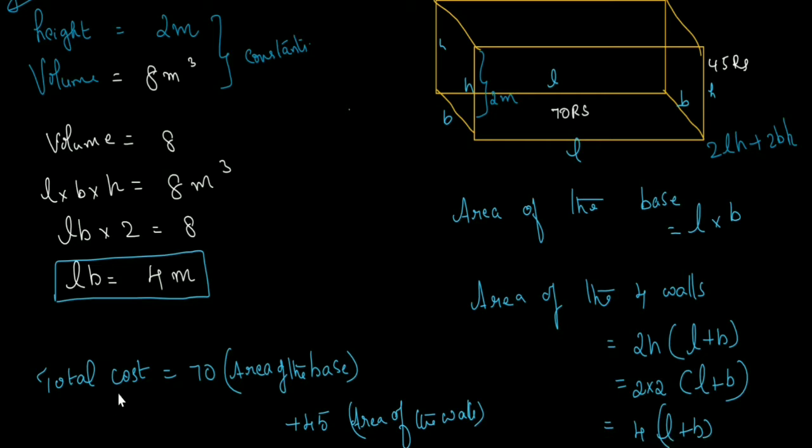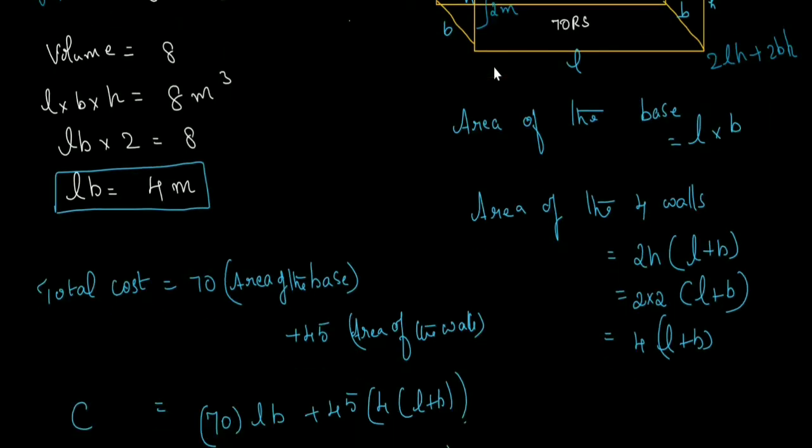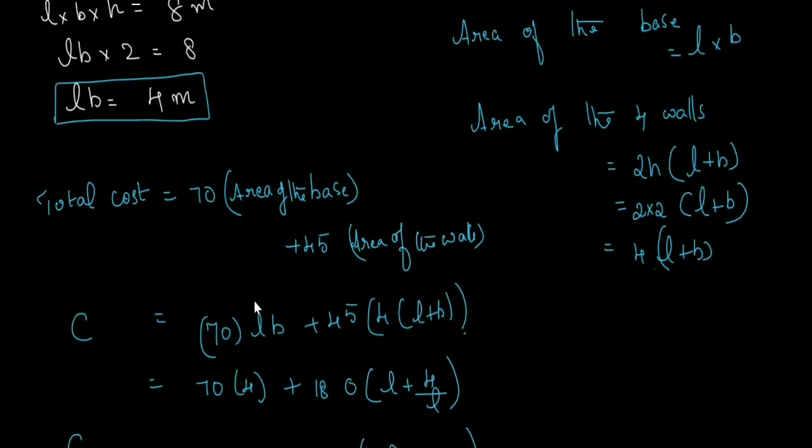So what will be the total cost? It is given 70 rupees for constructing the base and 45 rupees for the 4 walls. So the total cost will be 70 into area of the base, which is length into breadth, plus 45 into area of the 4 walls, so 45 into 4 times L plus B. But L into B we already got as 4, so substitute L into B as 4. And 45 into 4 gives you 180 into L plus B.